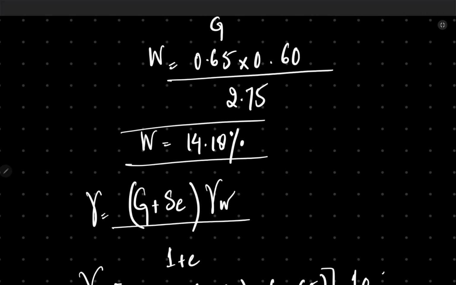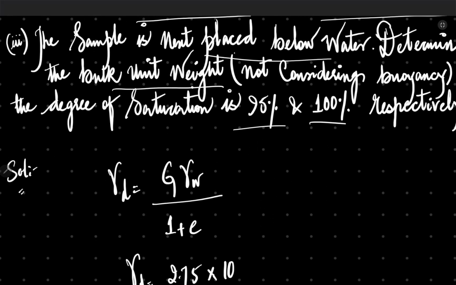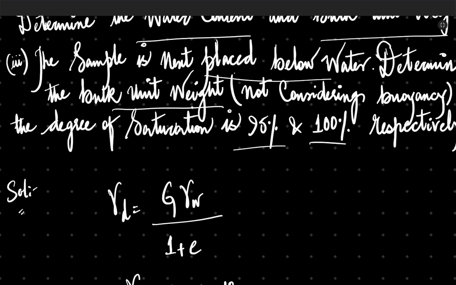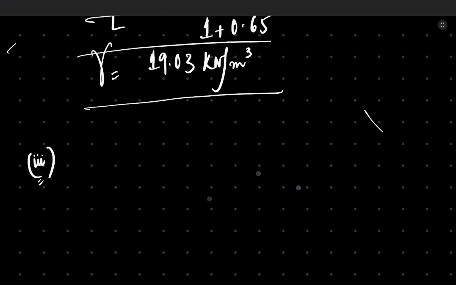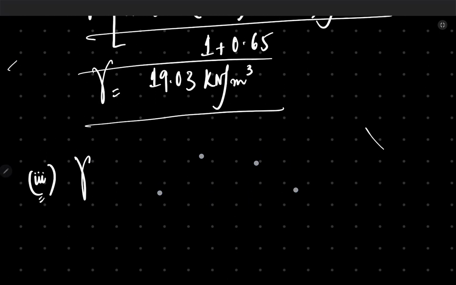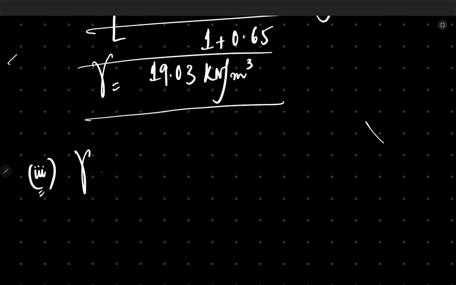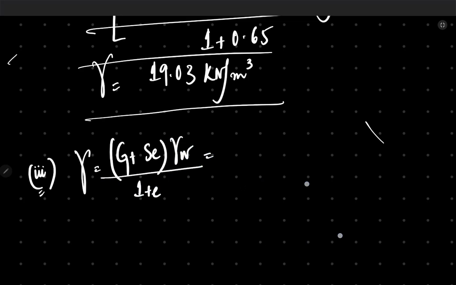So we have two cases. Degree of saturation is first 95% and then 100%. The sample is next placed below water, and we have to determine the bulk unit weight. Bulk unit weight as per the generalized equation is how much? (G + Se)γw / (1 + e).